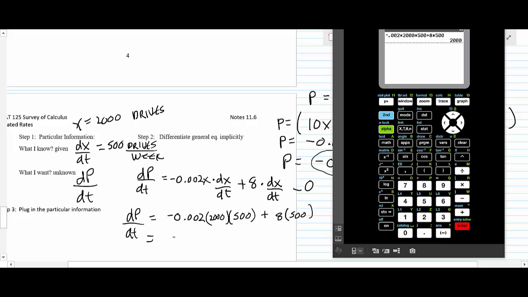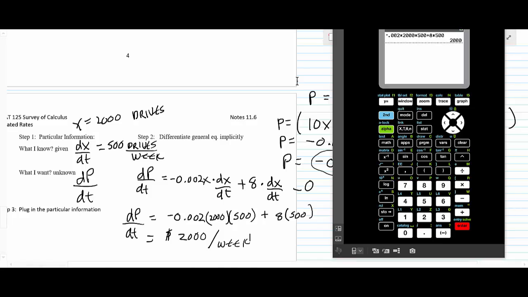So what are the units for profit? Dollars, right? So we'd say the profit is increasing at $2,000 per week. So that's talking about you've got a production level of 2,000 drives, and your rate of production is 500 drives per week. The profit is increasing by $2,000 a week, which is good.